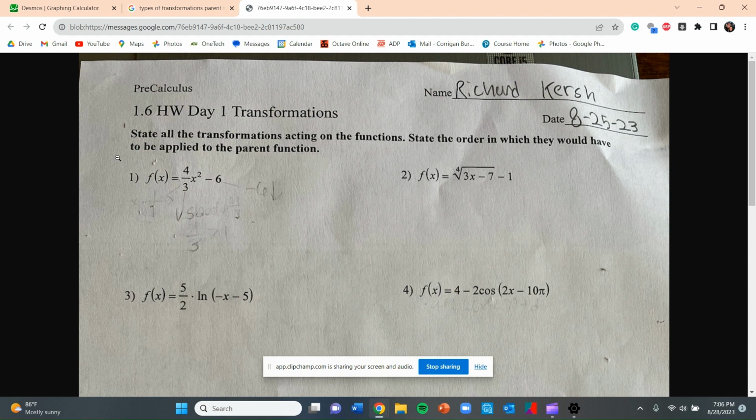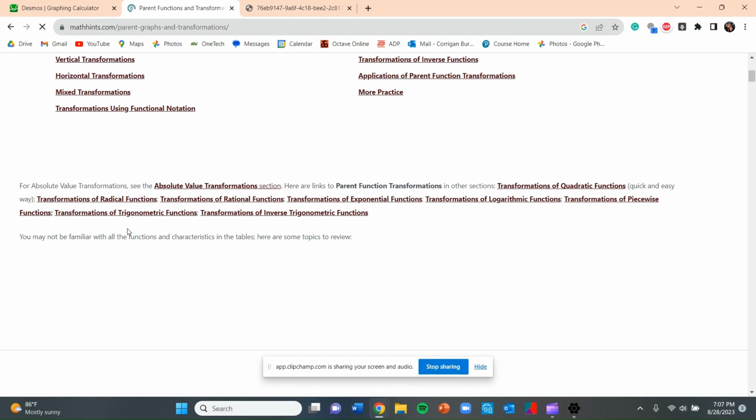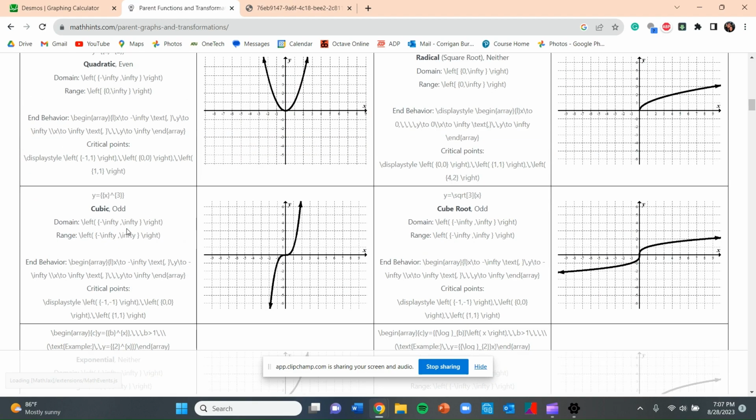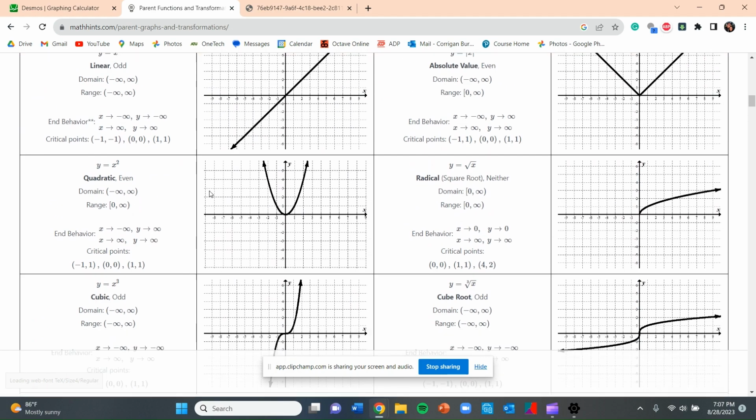We're just looking at number one for now. We want to remove everything out of this function that is not part of the parent function. So I just Googled types of transformations and then parent function. And this website came up, Math Hints. And this website does a pretty good job. It shows you a lot of the parent functions that we're going to be working with today.